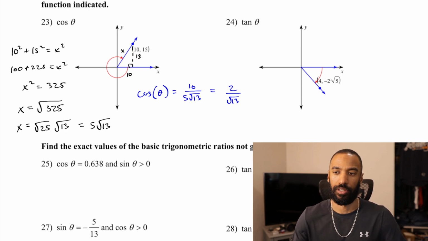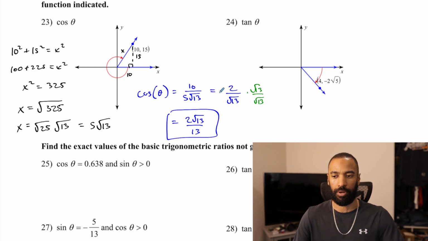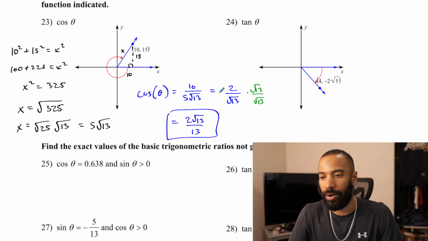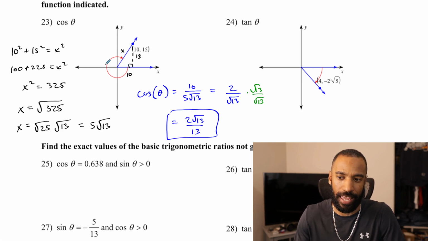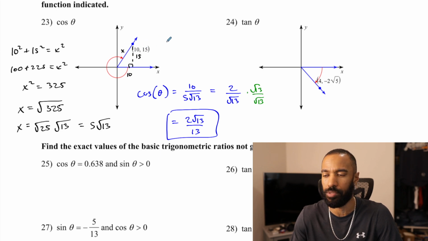And now I have to rationalize it. I multiply top and bottom by root 13, which becomes 2 root 13 over 13. And if 2 over 13 could reduce, I would go ahead and do that, but I can't. So there's our exact value right there for cosine of whatever that angle is. I used Pythagorean theorem to find the side because I needed to, because adjacent over hypotenuse.